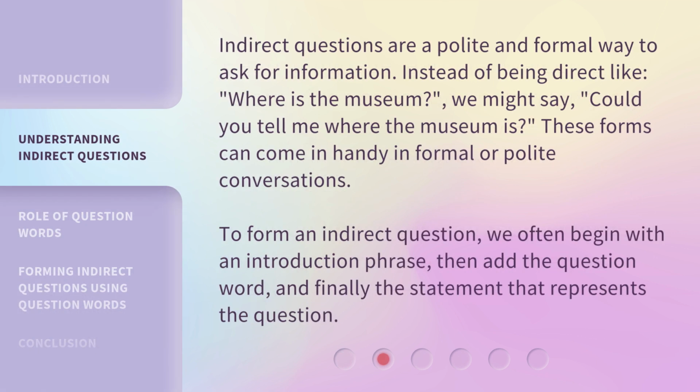Indirect questions are a polite and formal way to ask for information. Instead of being direct like, "Where is the museum?" we might say, "Could you tell me where the museum is?" These forms can come in handy in formal or polite conversations.